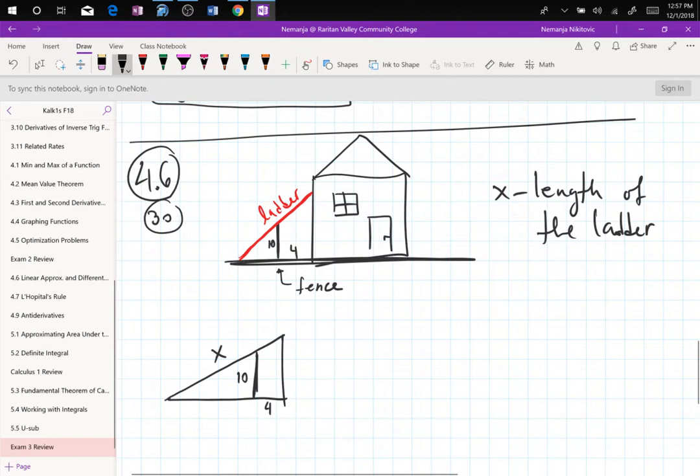So what should we do? Well, we're going to label this one as a height, H, and this one as B for base, or just A, whatever. A squared plus H squared is equal to X squared.